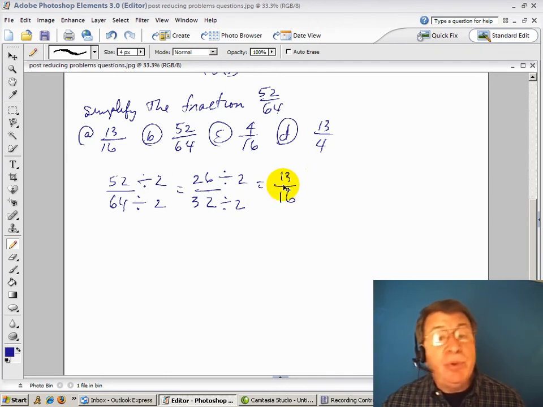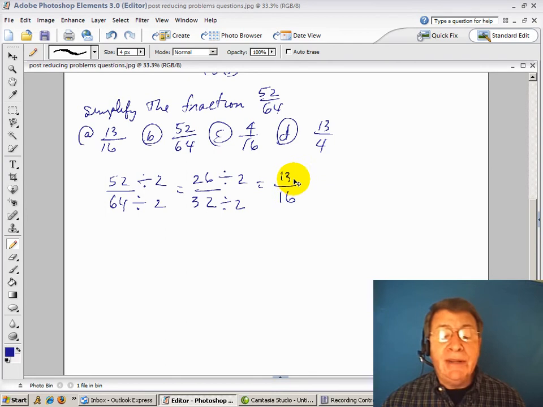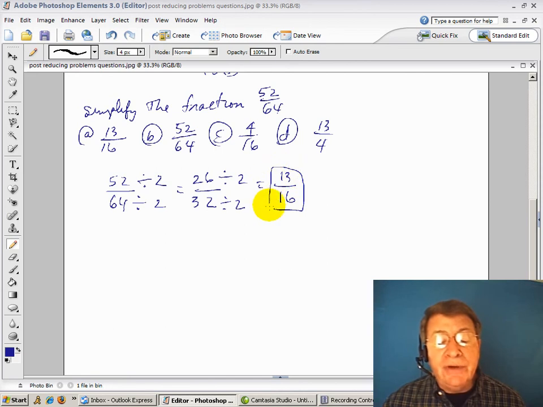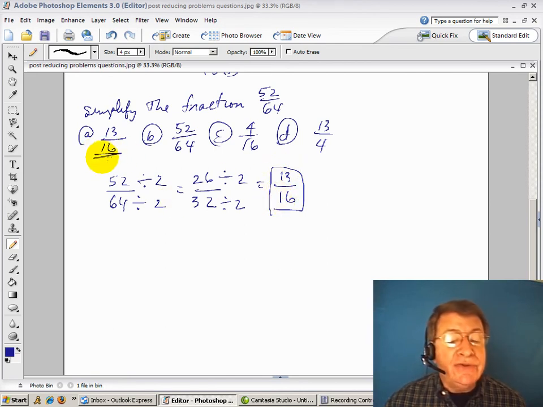Now, 13 is a prime number, so if we hope to do anything with it, it can only be divided by 13, but 16 cannot. So we have now reduced this fraction into its lowest terms, and the answer to this problem would be A, and 52 over 64 can be simplified or reduced into 13/16.